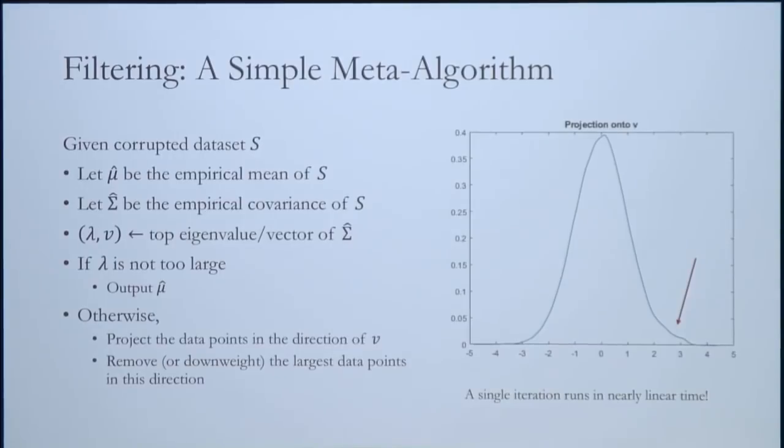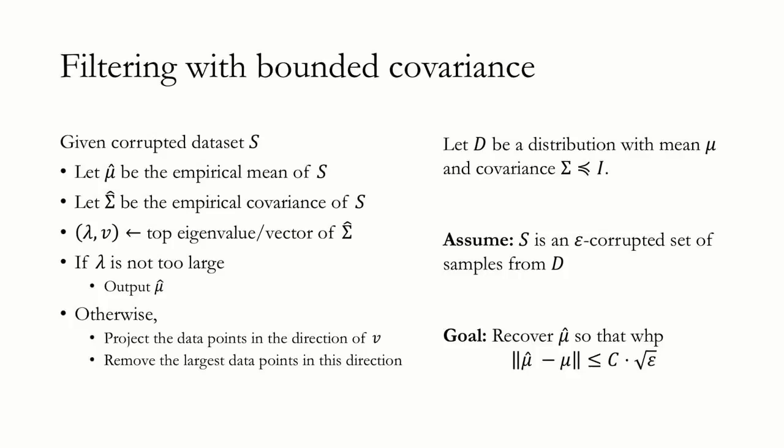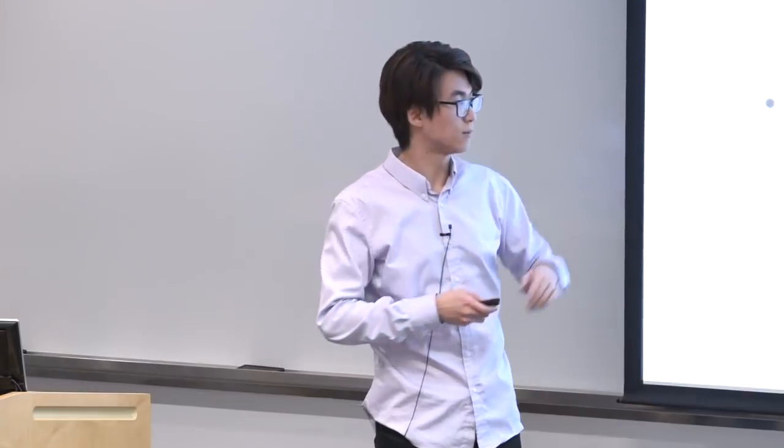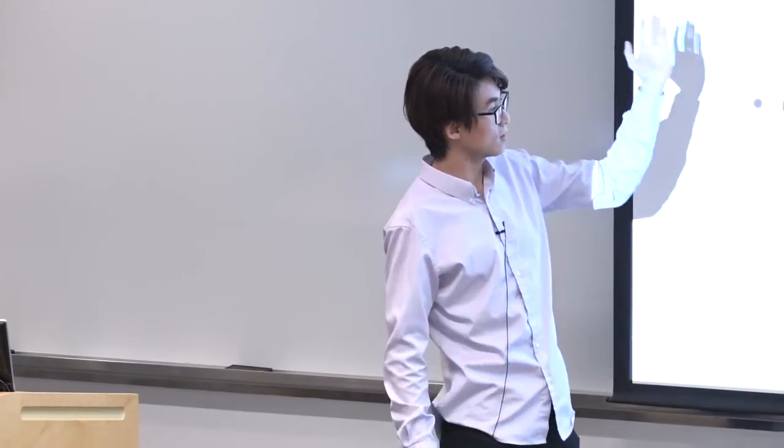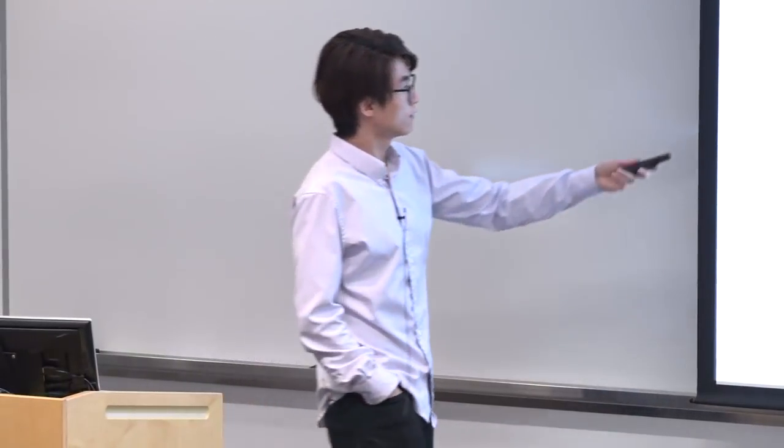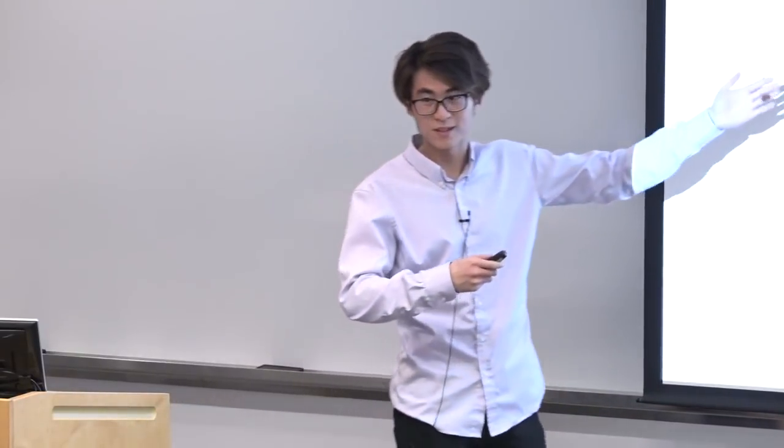Okay, but let me try to instantiate this for the specific case of bounded second moment. So recall, I have a distribution D with mean mu and covariance sigma, which is bounded by the identity. I'm going to assume that S is a corrupted set of samples from this distribution, and my goal is to recover some mu hat with error roughly root epsilon. Let me assume that n is big enough so that the first term due to concentration goes away, and this is really the important term. So how do I instantiate this algorithm to get this sort of guarantee? Turns out it's quite easy. First of all, I need to tell you what it means to be not too large. In theory, you can just take 9, although I think in practice you might want to tune this, and we do.